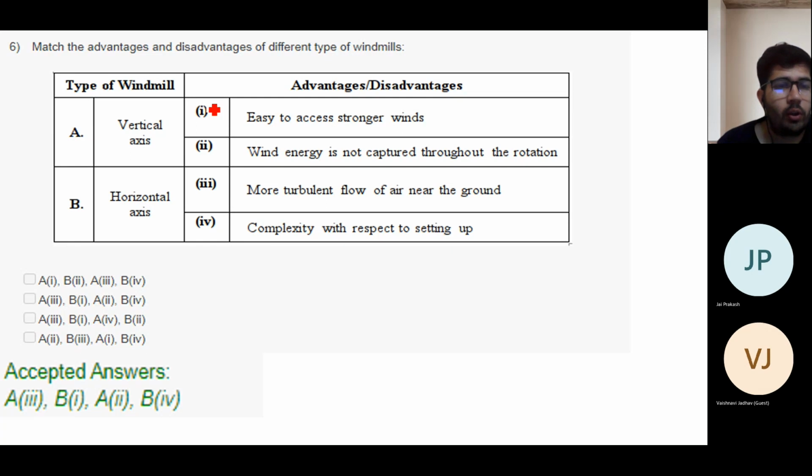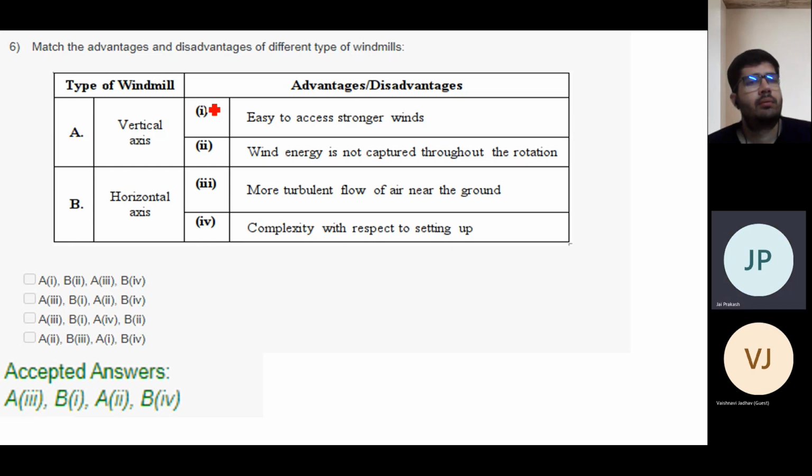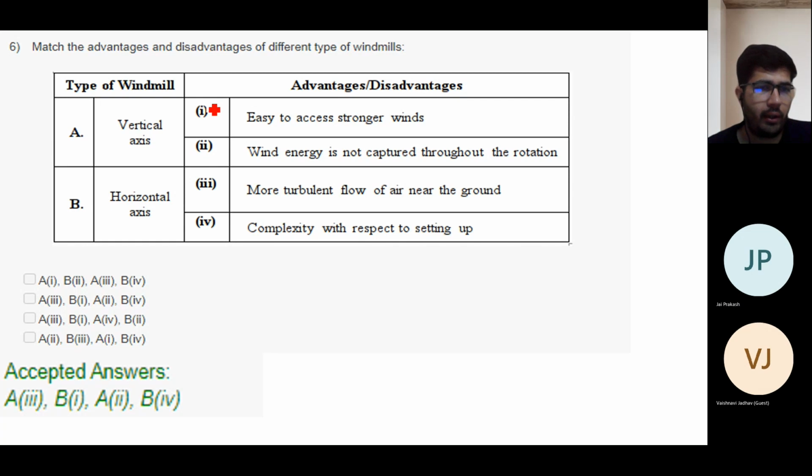Why is the complexity there? When we are installing the horizontal axis turbine, what is the reason for the complexity? A lot of tying is required, no? Support is required. Tie lines, guy wires are required. No, I think you are confusing the vertical and horizontal axis.